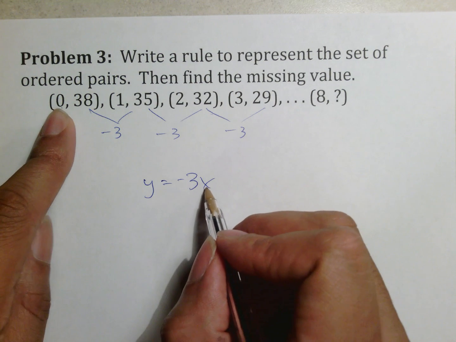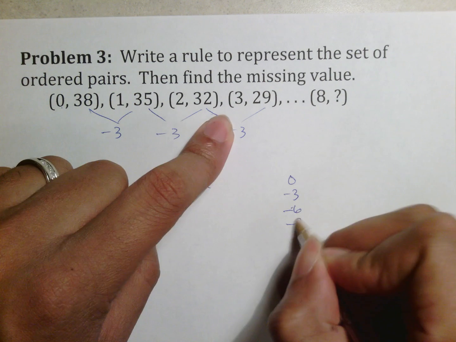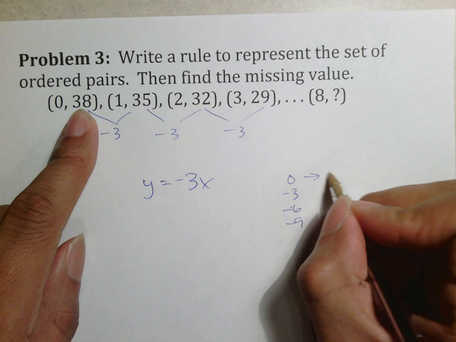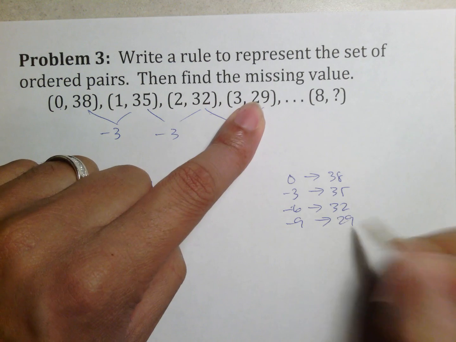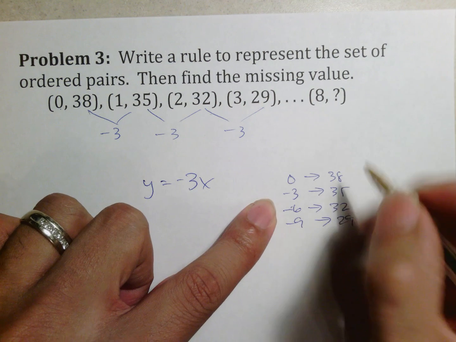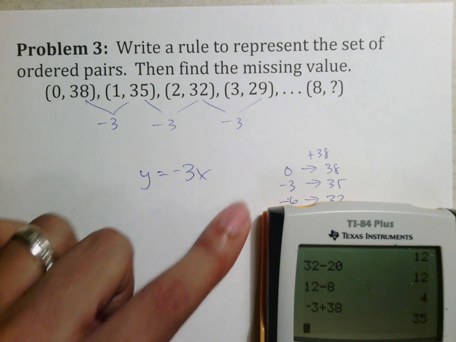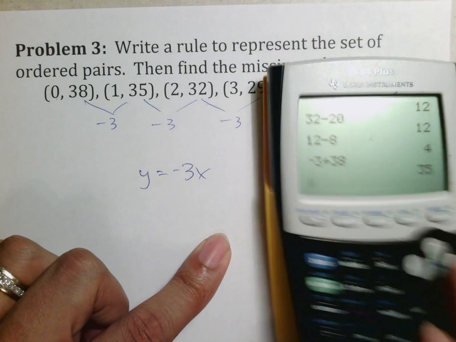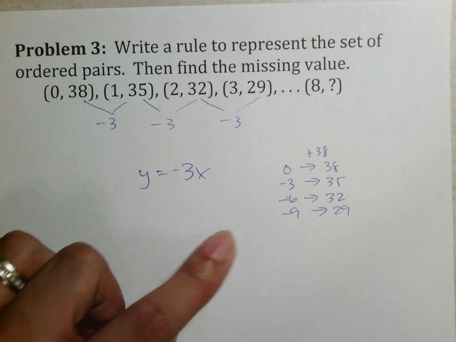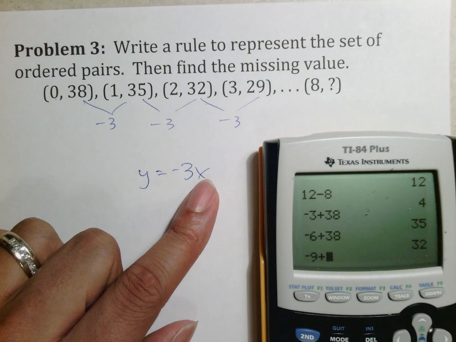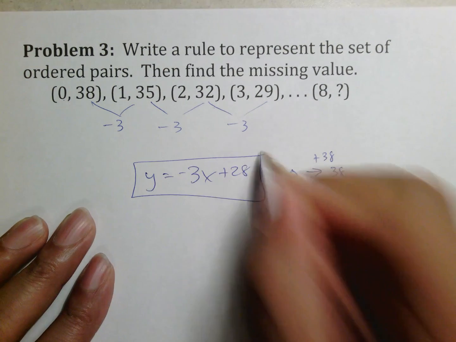Remember, if you're adding to 0, negative 3 times 0 is 0, negative 3, negative 6, negative 9. The numbers I actually got are 38, 35, 32, 29, and the only thing I can add to 0 to make 38 is 38. So real quick check, negative 3 plus 38 makes 35, which is what we're looking for. Negative 6 plus 38 makes 32, which is what we're looking for. Negative 9 plus 38 equals 29, which again is what we're looking for, so we know that we are simply adding 38. This is our rule.